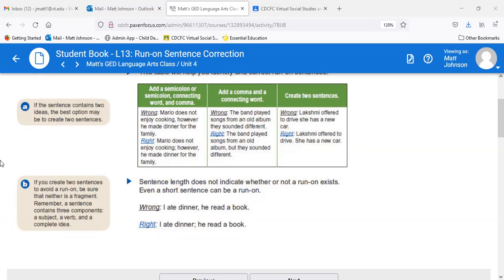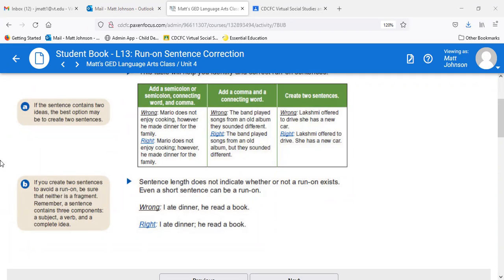So, I ate dinner, he read a book. That is a run-on sentence, even though it's very short. What you would need to do is separate that with a semicolon instead of the comma, right? Like I said, a semicolon can replace and. On paper, it's just a matter of a different punctuation mark.